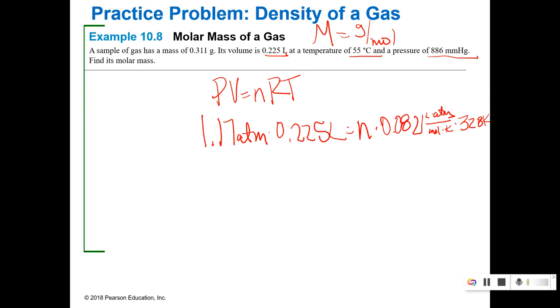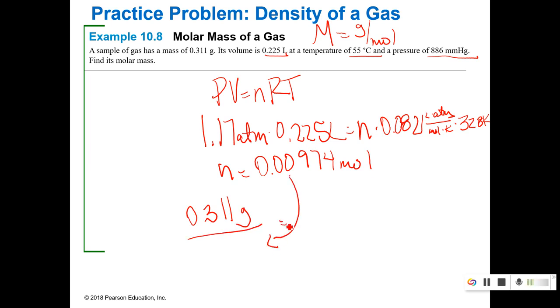Okay, I'm going to do that times my liters divided by 0.0821 divided by 328. I get that n is 0.00974 moles. So I do 0.311 divided by that. I get molar mass is equal to 31.9 grams per mole.